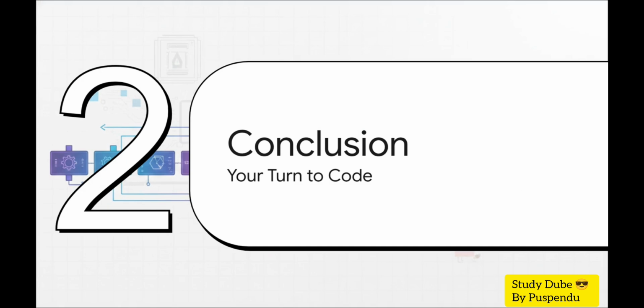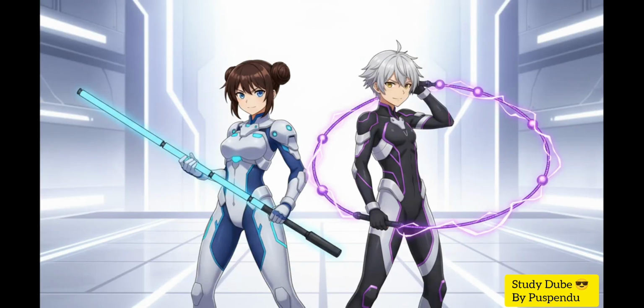And that brings us to the conclusion. It's your turn to code. We've gone on quite the evolutionary journey today, from defining what data structures even are, all the way through the rigid speed of arrays and into the dynamic flexibility of linked lists. So, what's the big takeaway here? Well, neither structure is objectively better than the other.